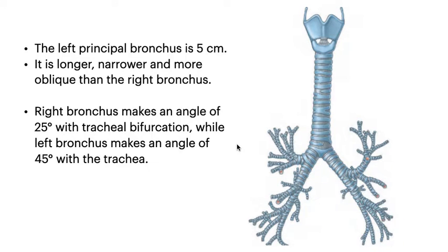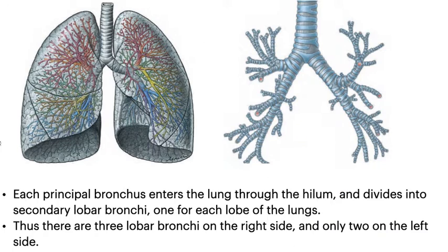The left principal bronchus is 5 centimeters long. It is longer, narrower, and more oblique than the right bronchus. The right bronchus makes an angle of about 25 degrees from the tracheal bifurcation, while the left bronchus makes an angle of 45 degrees with the trachea.